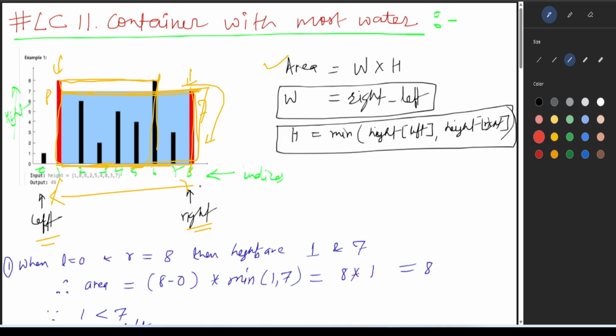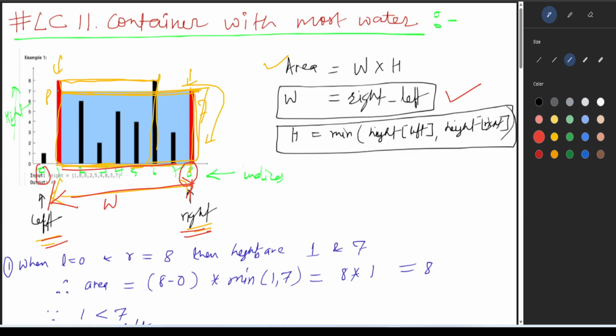So the width is from here to here, right? It means if we want to find the width, we can get right minus left. Let's suppose the right is at 8, so 8 minus 0 will become 8. This is the width. So we can get the width like this.